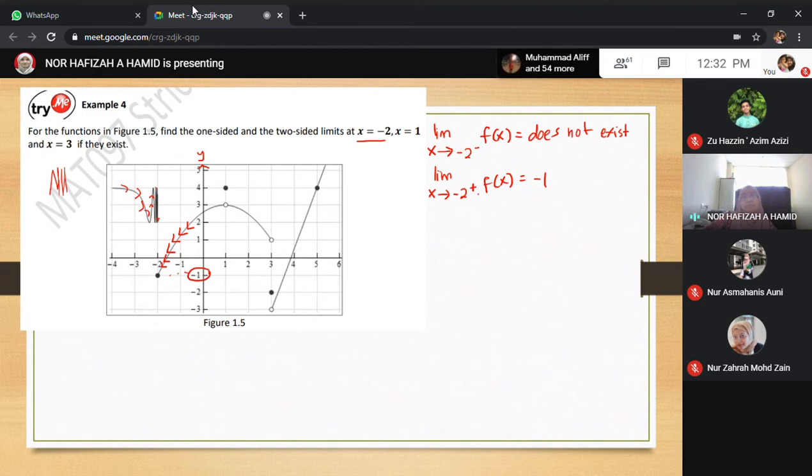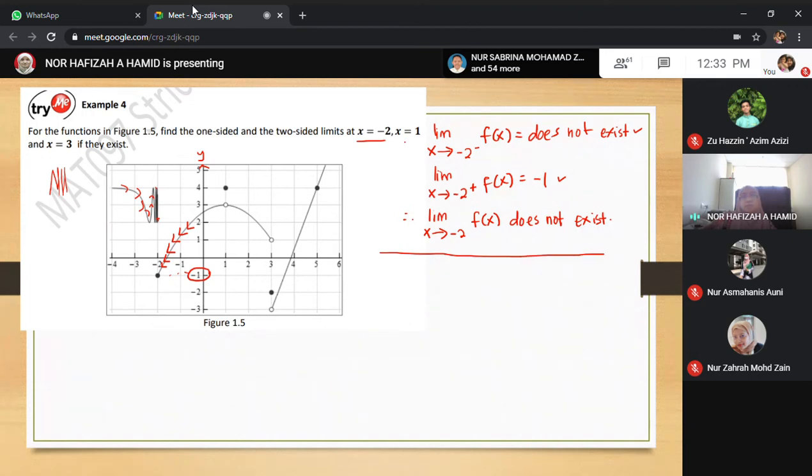Okay. So baru you boleh buat conclusion for two-sided limit. Okay, so conclusion when x approach to -2, fx dia akan jadi does not exist. Dia does not exist since that the one-sided limit dia not equal. From the left is does not exist, tapi when x approach -2 from the right, answer still is -1. So value dia lain. Sebab tu you punya two-sided limit dia does not exist.